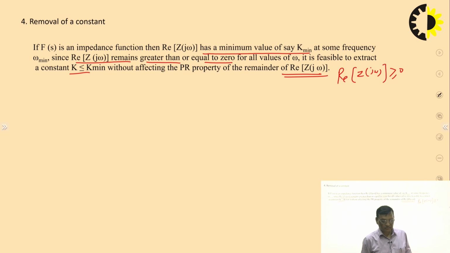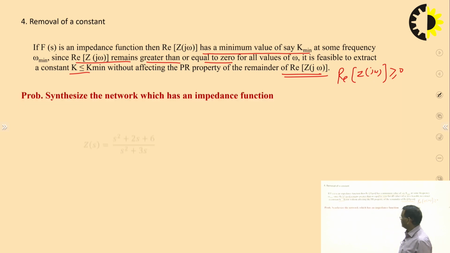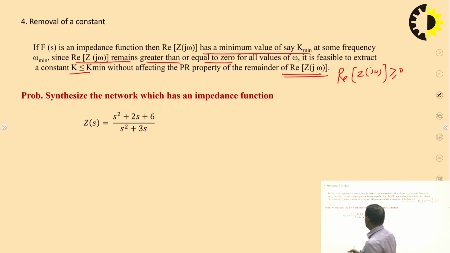So there are 4 methods: removal of pole at infinity, removal of pole at origin, removal of conjugate imaginary poles, and removal of constants. These four methods or their combinations we can use to decompose a function to get the required network. We can carry out some examples. Suppose this function is given.